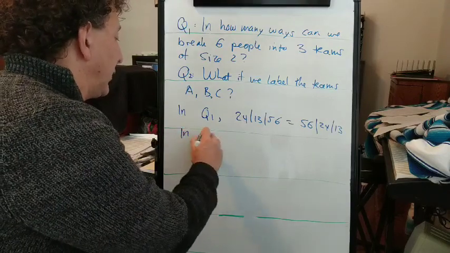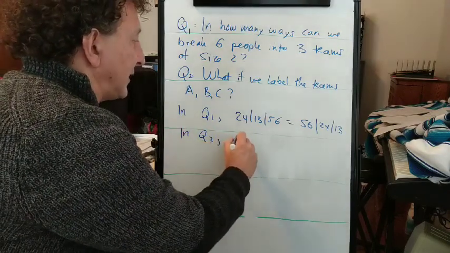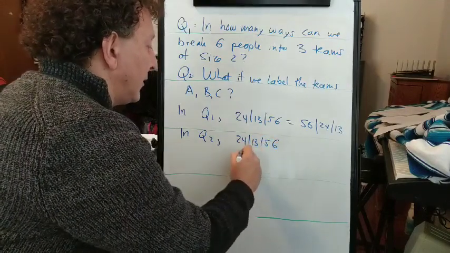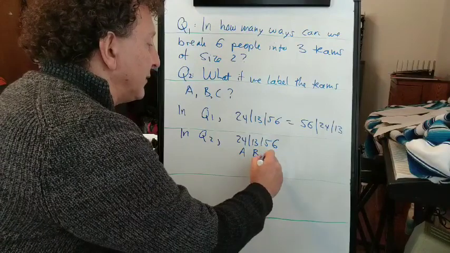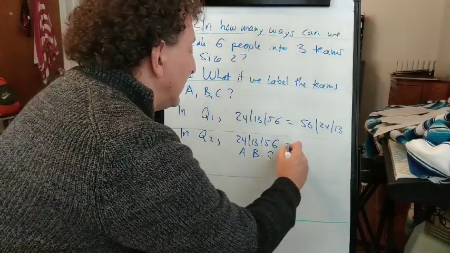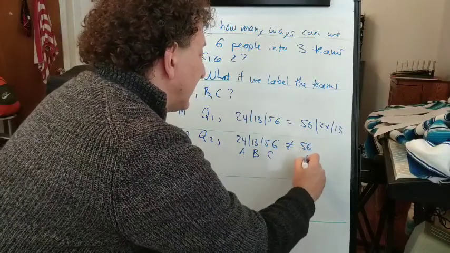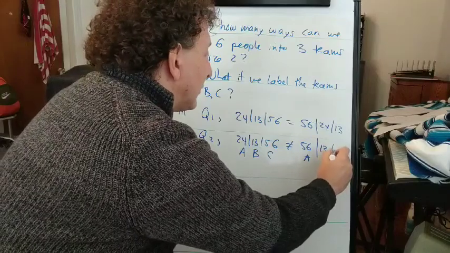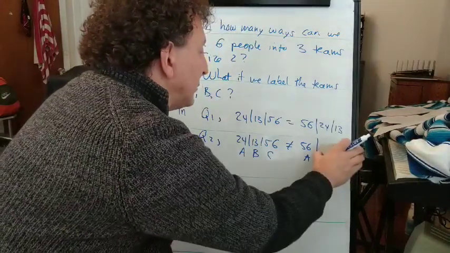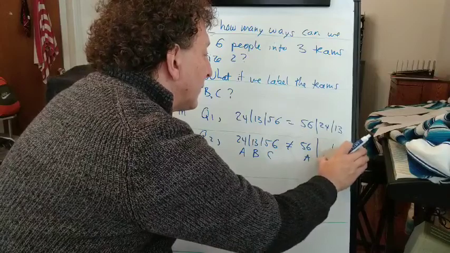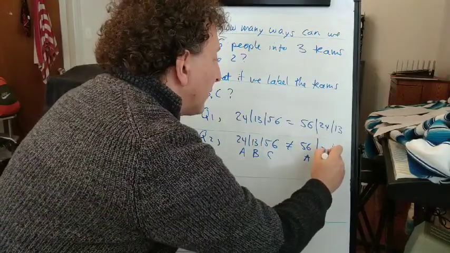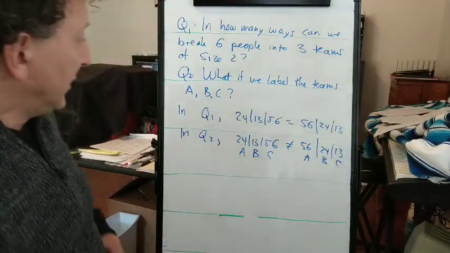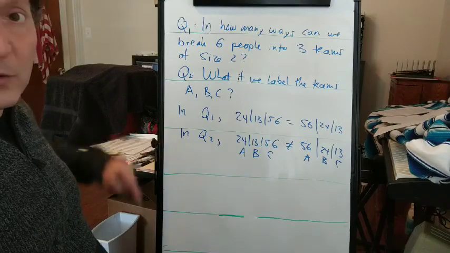But in question 2, these are not the same. 2, 4 on team A, 1, 3 on team B, 5, 6 on team C is not the same as 5, 6 on team A, 1, 3 on team B, and 2, 4 on team C. Question 2 is actually the easier question, so let's answer that one first.